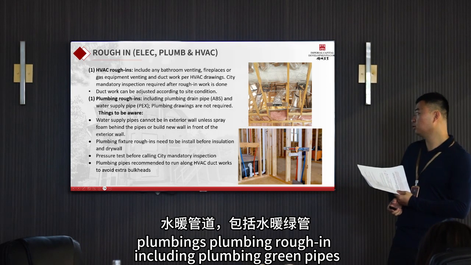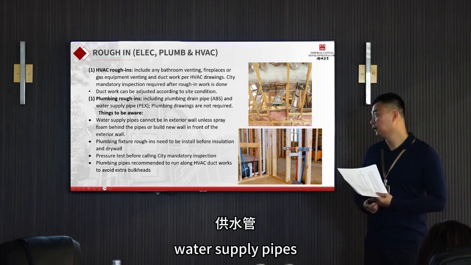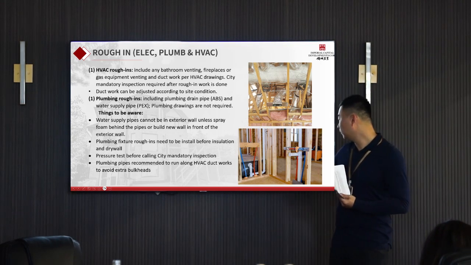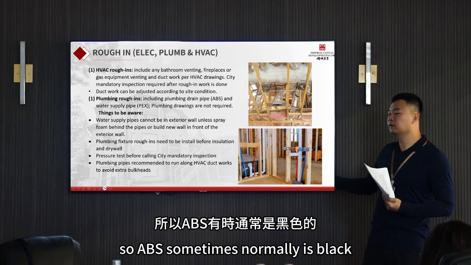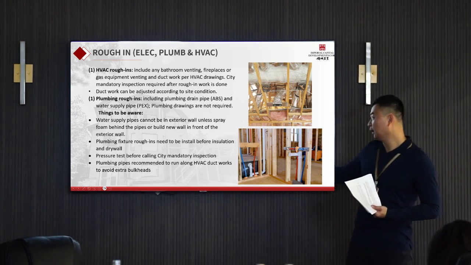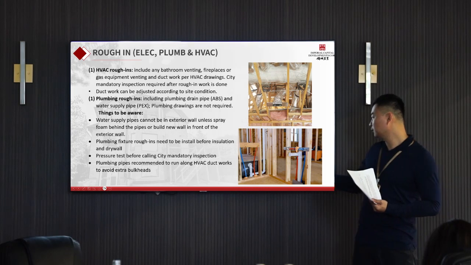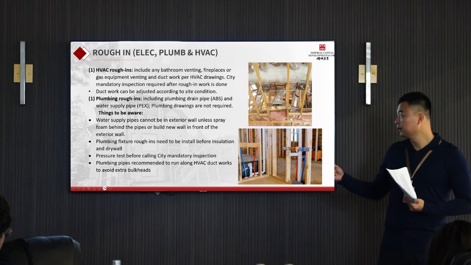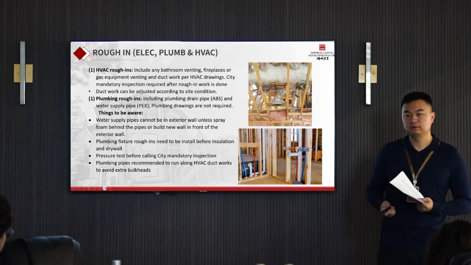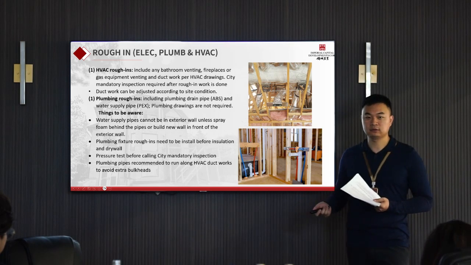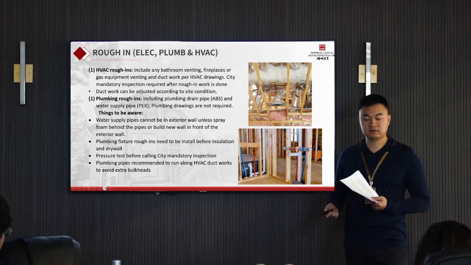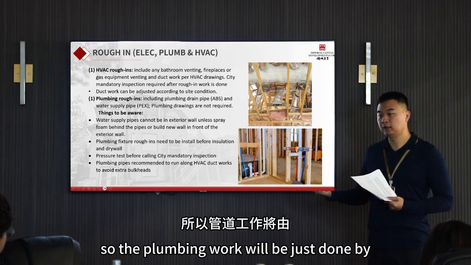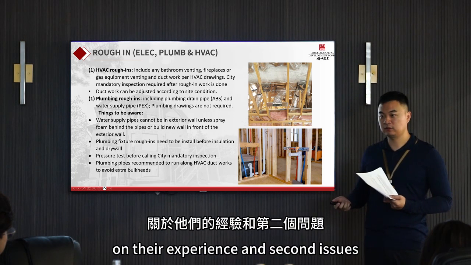Plumbing roughing, including plumbing drain pipes and water supply pipes. Plumbing drawings are not required. So I just lay it out there. ABS is normally black, but this photo I found is white. And for water supply pipes, you see this blue and red line, the material is PEX. And a plumbing drawing is not required for low-rise residential. So maybe for high-rise or townhouses, a plumbing drawing is required because the plumbing system is more complicated. So the plumbing work will just be done by the plumbers based on their experience and site conditions.